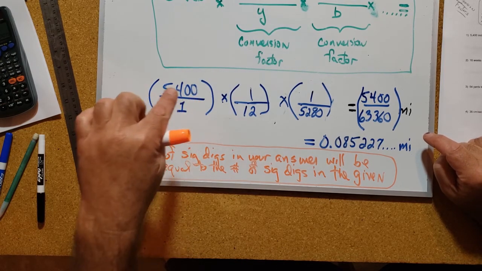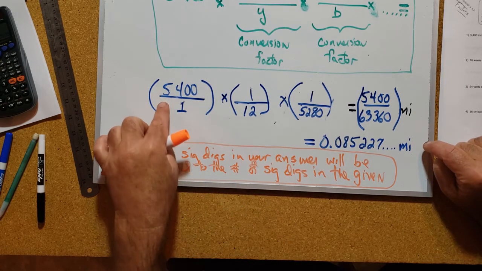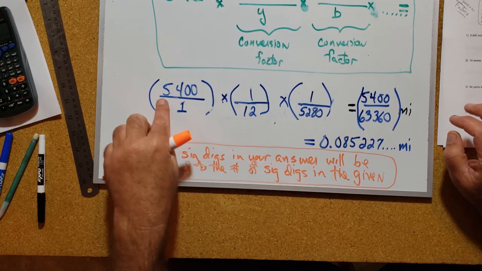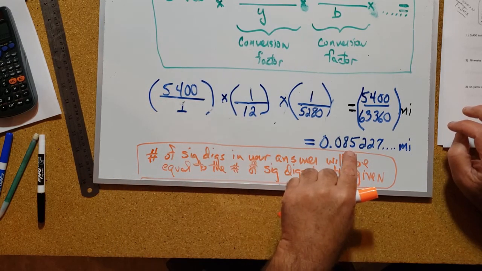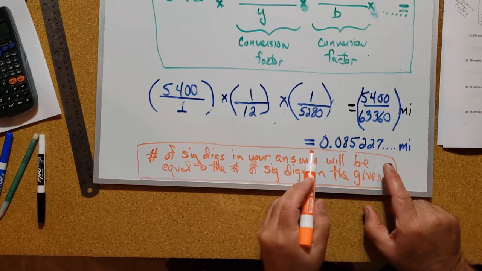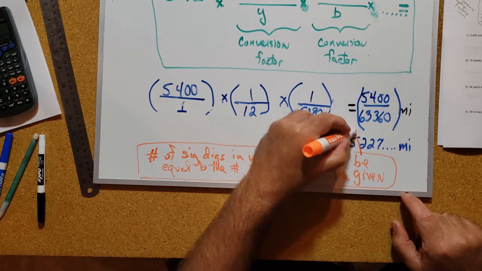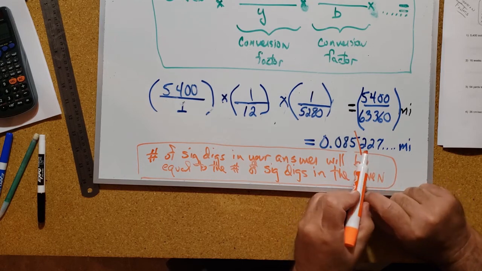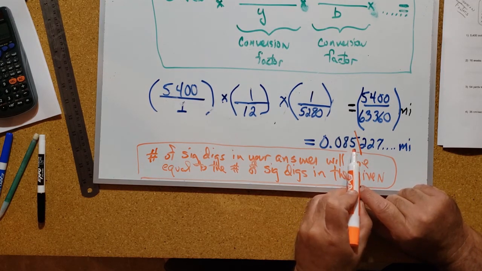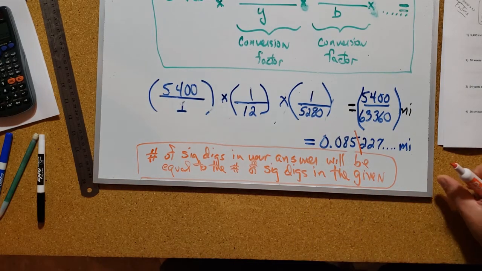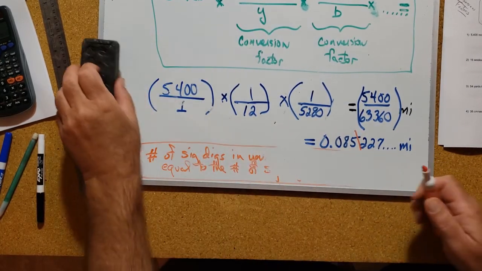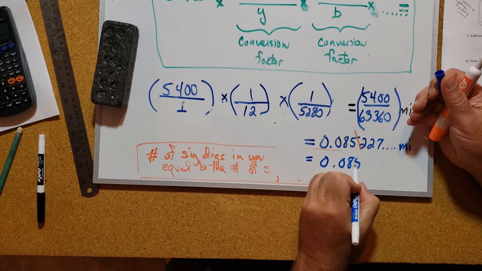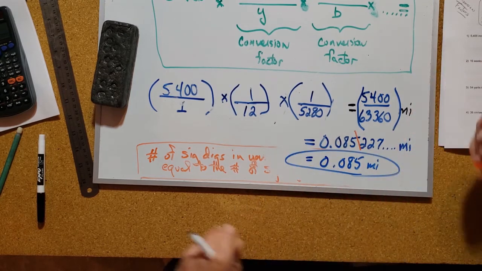5,400 is the given in this case. How many sig digs in that number? Well, if you say 4, you're wrong. It's only 2. These last two zeros are only placeholders. They're not significant. 2 sig digs here mean I want only 2 in my answer. So if I round my answer to 2 sig digs, that means I need to chop off the 227 because the 8 and the 5 are the first 2 sig digs. Now, if I'm chopping off a 2 here, that means I'm going to round down. So the answer will simply be, right of this, equals 0.085 miles.